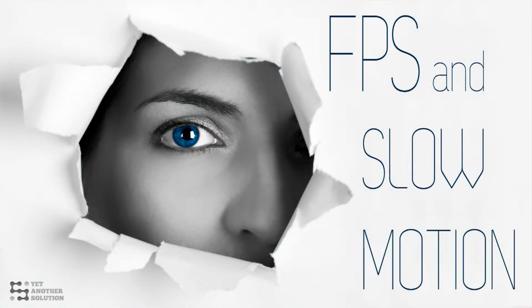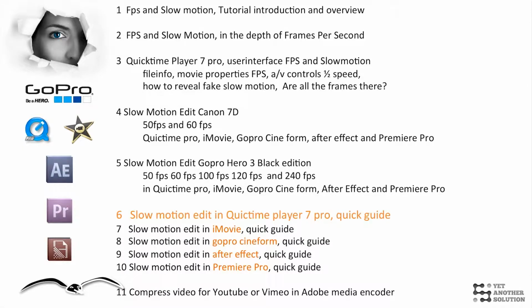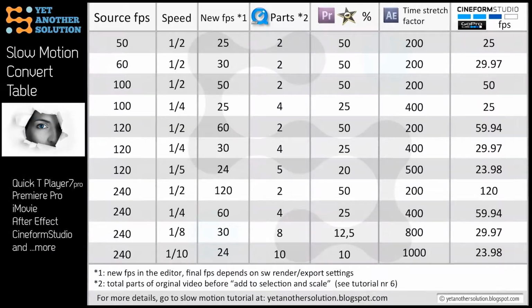Now we are going to talk about frames per second and slow motion, and we are going to do the slow motion in QuickTime Player 7 Pro. This is tutorial number 6 of the other tutorials. If you want an overview of the other tutorials, please follow, and I'm going to talk about this at the end of this tutorial. This is a quick guide, so I'm going to go fast. We are going to use this slow motion convert table, which is possible to download free at yetanothersolution.blogspot.com if you want to.